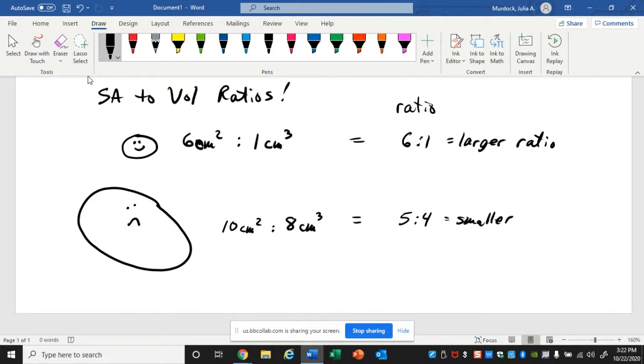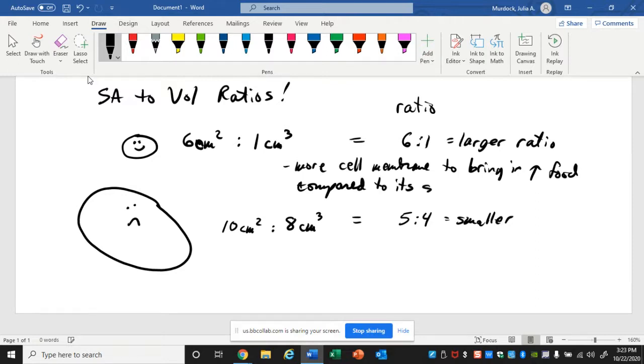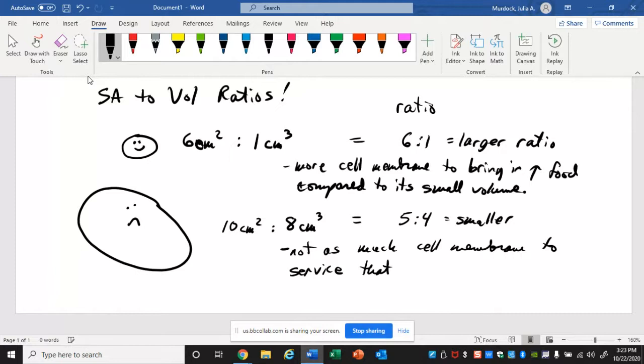Okay, and the reason is because this cell, the little cell, has more surface area, more cell membrane, to bring in more food and remove waste compared to its small volume, right? So it's got a greater amount of cell membrane servicing that small little volume versus this one where there's not as much cell membrane to service, right, to bring in enough food. Large, hungry cytoplasm.